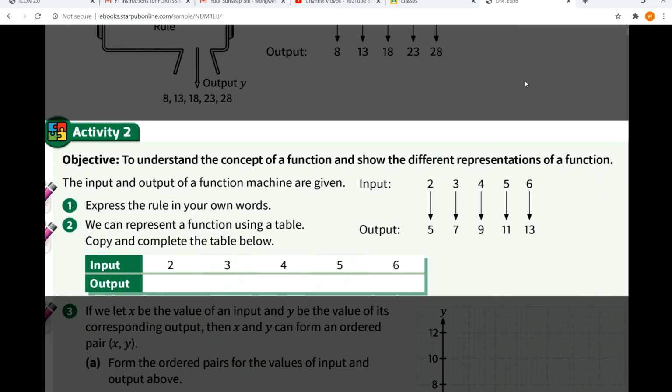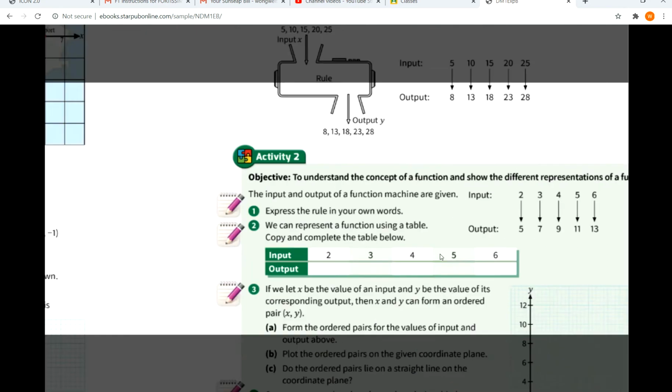Activity number 2. So here we've got input and output again, but this time the input, in other words the x value, is 2. They input 2, they give you 5. Input 3 gives you 7, and so on and so forth. So copy and complete the table, very simple. The output is simply 5, 7, 9, 11, 13. Get it? So let's move on to the next part.